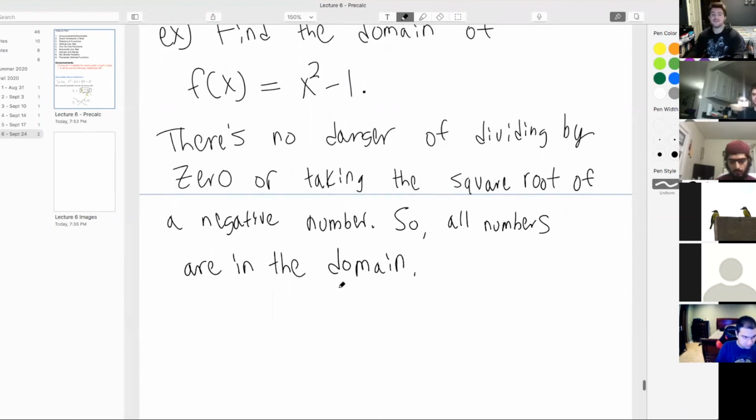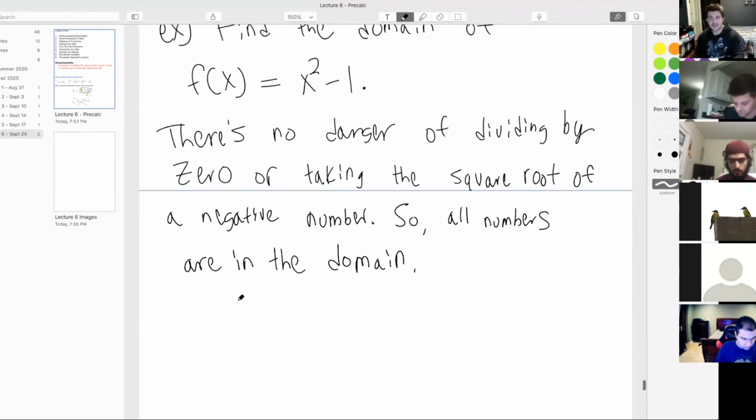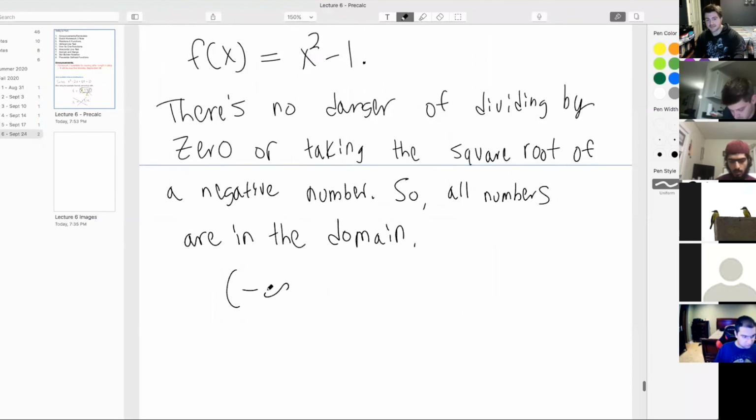How do we do this in interval notation? That's just going to be minus infinity, comma, positive infinity. This is how we represent the whole entire number line in interval notation. Minus infinity, comma, positive infinity. So that is the domain.